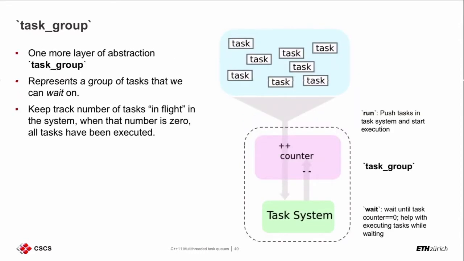And we can do that by adding an extra layer, which is called a task group. And it's very simple. We will just have a counter that we increment every time we push a task from the task group. And then every time we execute one of these tasks, we want to decrement that counter. And so when the counter is 0, we know that we've executed all of our tasks in our task group. And then the wait will tell us, okay, all of your tasks have been executed. So if you're waiting on them, now you can push in your next group of tasks, for example.